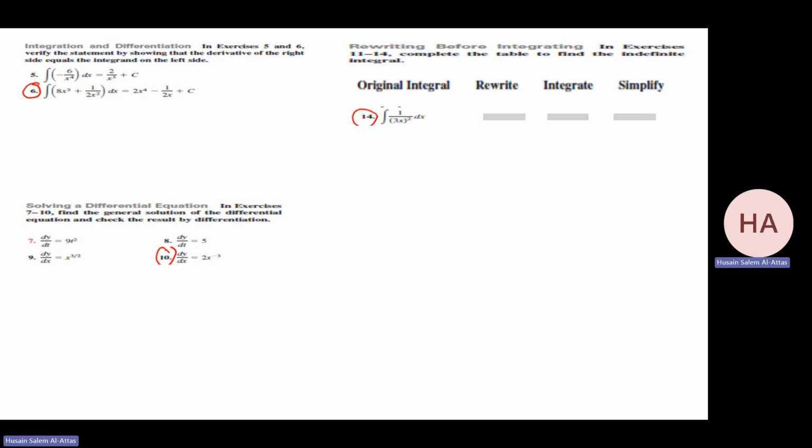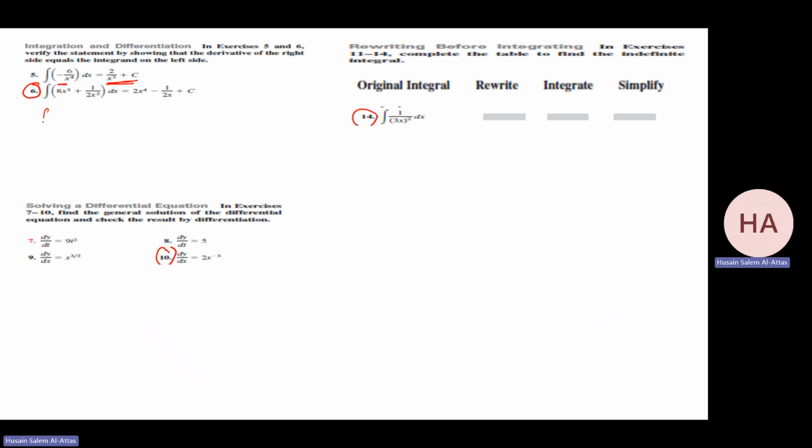Okay, now we are done with these questions from the old exams. Now we'll do the questions from the book, integration and differentiation exercise. Verify the statement by showing that the derivative of the right side equals the integrand in the left side. It means the derivative of this is this one, which is very clear.